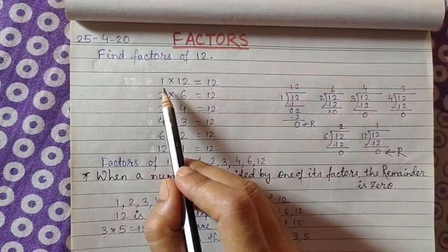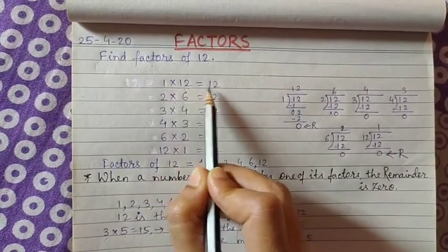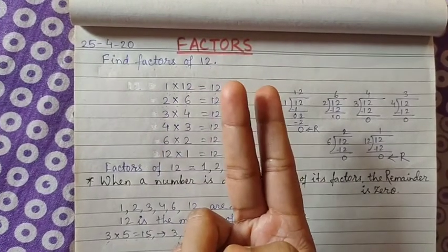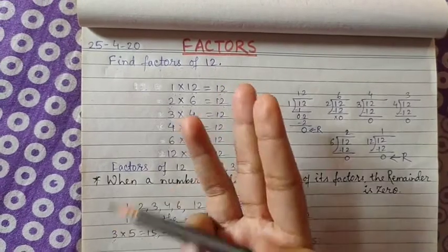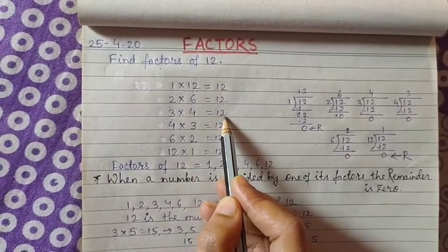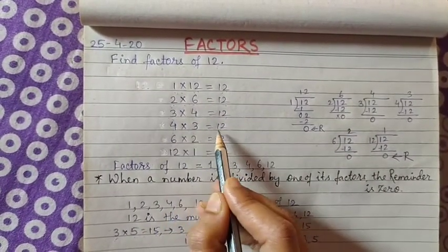1 के टेबल में 12 आता है. How? 1 12 are 12. Then check for 2. 2 के टेबल में 12 आता है. Yes, 2 6 are 12. Then 3. 3 4s are 12. Then 4. 4 3s are 12.